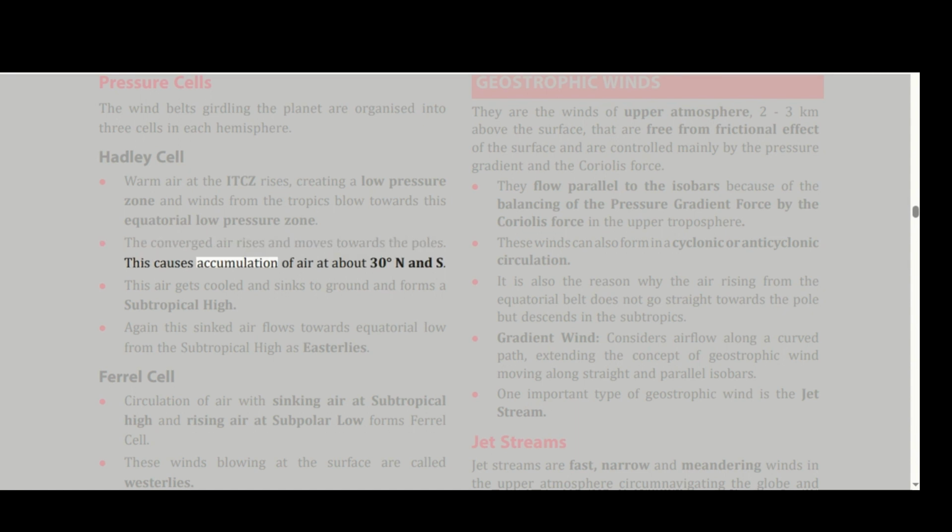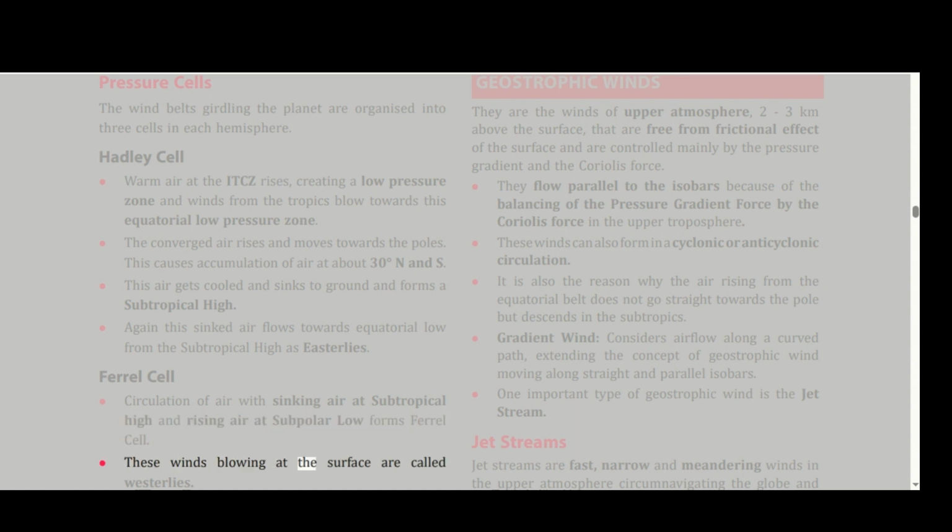This causes accumulation of air at about 30 degrees N and S. This air gets cooled and sinks to the ground and forms a subtropical high. Again, this sunk air flows towards the equatorial low from the subtropical high as easterlies. Ferrel cell: circulation of air with sinking air at subtropical high and rising air at subpolar low forms the Ferrel cell.